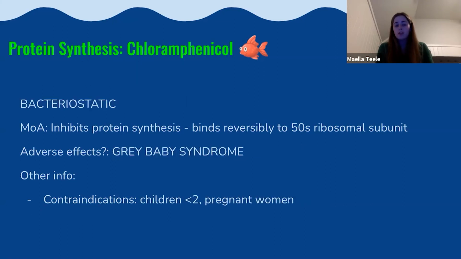And one final protein synthesis drug is chloramphenicol. So this one also inhibits protein synthesis, binding reversibly to the 50S ribosomal subunit. An important thing to note about this one is grey baby syndrome. So pretty much your child will turn grey with chloramphenicol. So that's why you don't use them in children less than 2 years old or in pregnant women. So that's another kind of buzzword. If you hear grey baby syndrome, you think chloramphenicol.